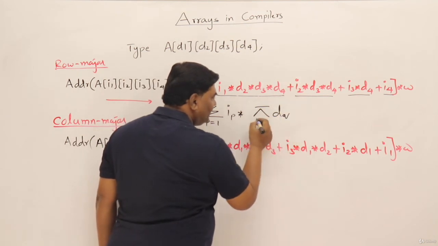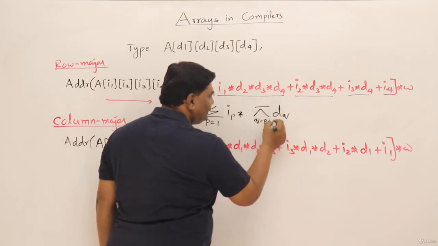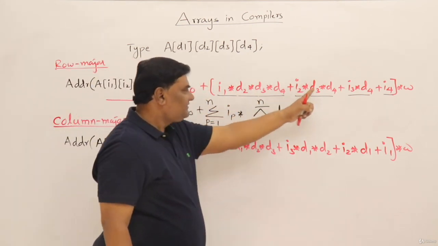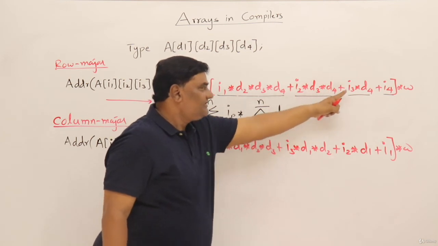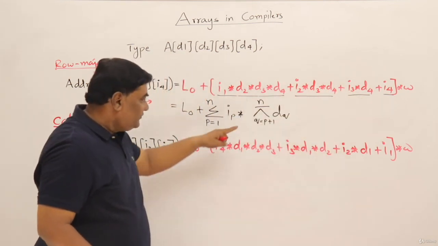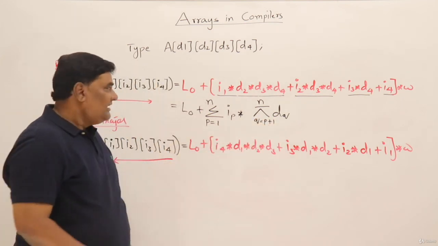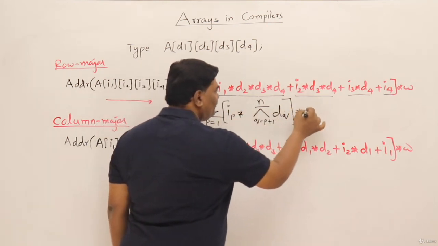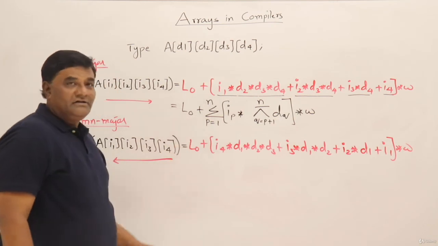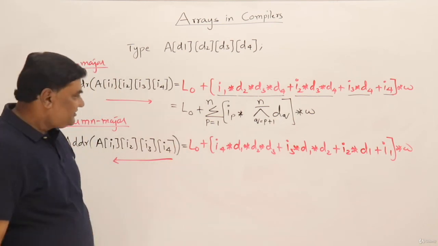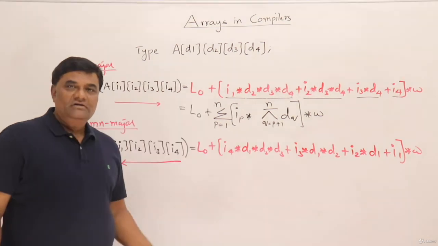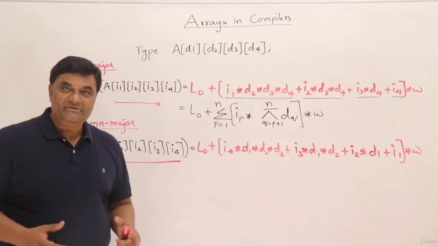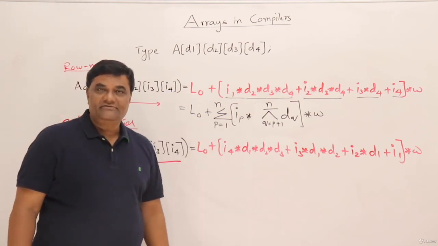So this is D subscript Q, and Q takes the values from P plus 1 to n. So it is going from 2 to 4, then 3 to 4, then 4 to 4. So Q takes the values from P plus 1 to 4. And this whole thing should be multiplied with W. So this is the row major formula in its general form for n dimensions. Similarly, you can prepare a formula for column major mapping for n dimensions. So try this formula by yourself.